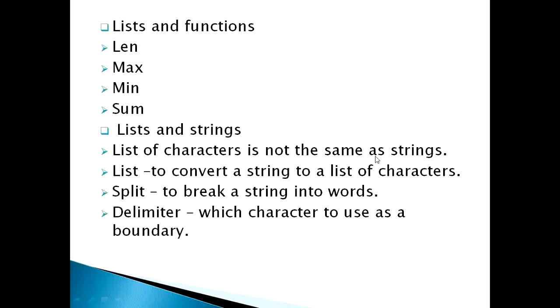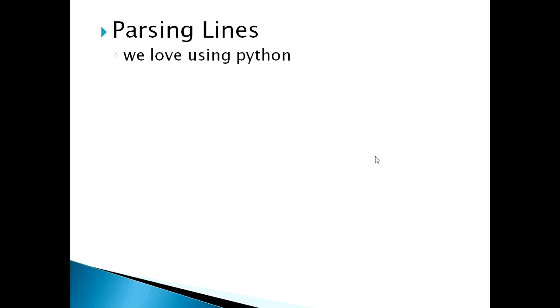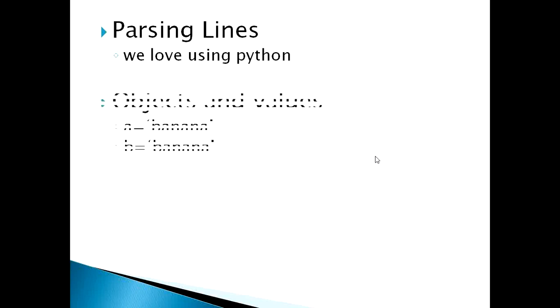Fine. Next very important thing is how to parse a line. Parsing a line is nothing but computing a line. Inside one line itself I want to see what my line actually consists of, and I want to fetch something from that particular line. Like say for example in the line we love using Python, I want only Python to be taken out. That could be done with the help of parsing a line. So we can use split, and by using split we can split the whole line.